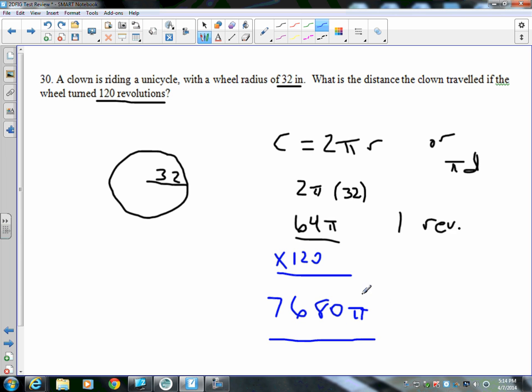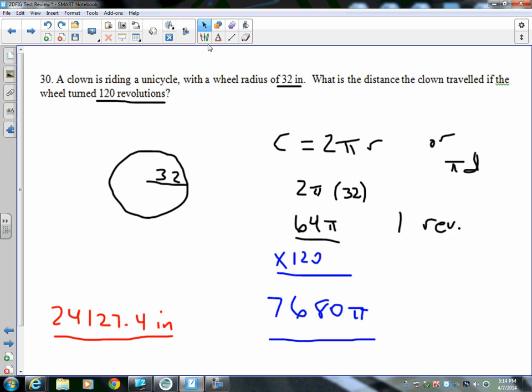Now this number does look a little weird, so if we want to go ahead and multiply it out by pi, that's fine, we can, to find a more realistic number, something that we would understand. That ends up being 24,127. Let's go ahead and round it to the tenths place, so 0.4. And this would be inches. So this clown traveled 24,127.4 inches. Okay, that's it for this worksheet, and good luck on your test.